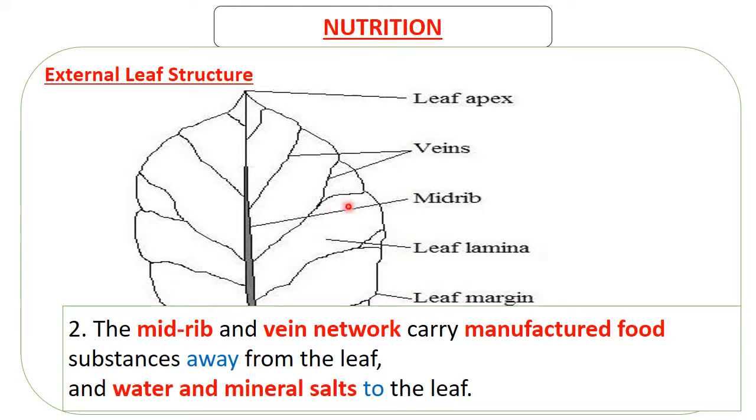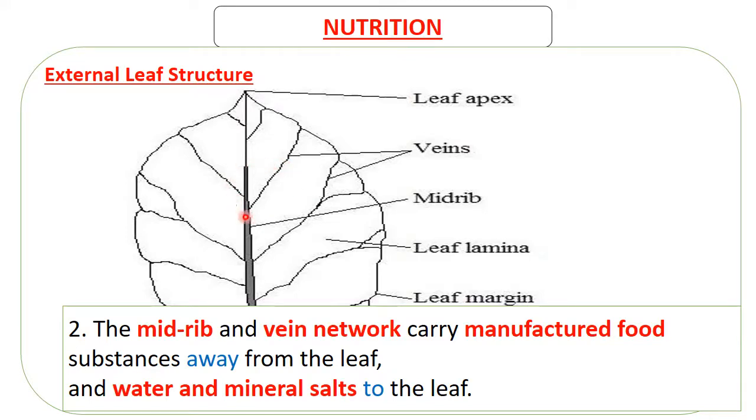Two, we have got the midrib, this, and also the veins. So the midrib and vein network carry manufactured substances away from the leaf and water and minerals to the leaf. So the midrib and the veins have phloem and xylem vessels, meaning that using xylem vessels, they bring water to the leaf, and also they carry food that has been manufactured in the leaf away from the leaf.